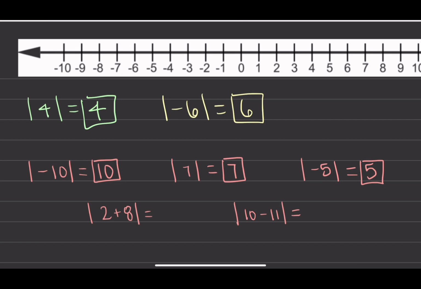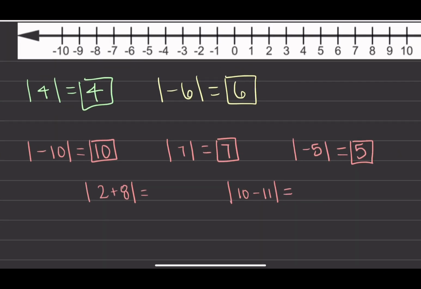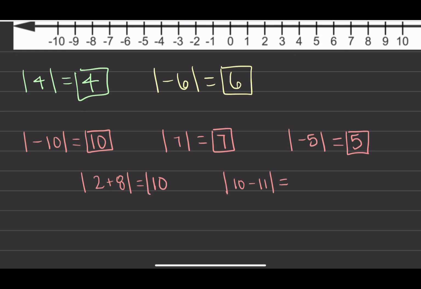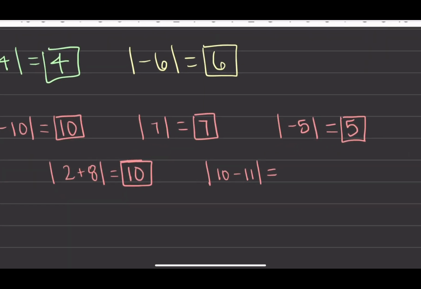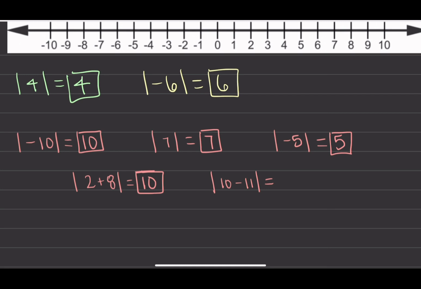Now the last two, I just wanted to show that you can do operations within absolute value bars. You know 2 plus 8 is 10, and so then your answer could only be a positive 10. The next one, we have 10 minus 11. You might want to say that 10 minus 11 is 1, but it's actually not 1.